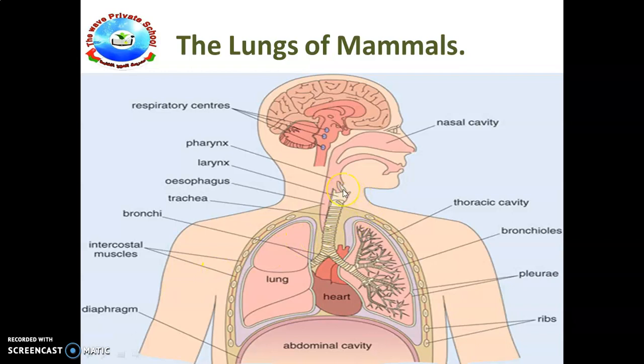So if we observe the picture, here you can see this is the nasal cavity, and from here the mouth part connected to the pharynx, then to the trachea. This is the larynx, then this is the esophagus. This all connected beside to the trachea. The lungs connect with the pharynx at the rear of the mouth by the trachea here.